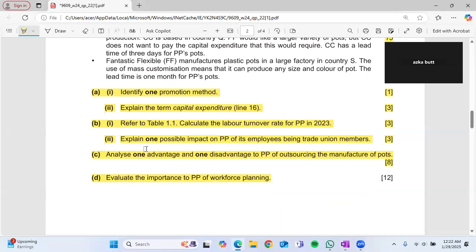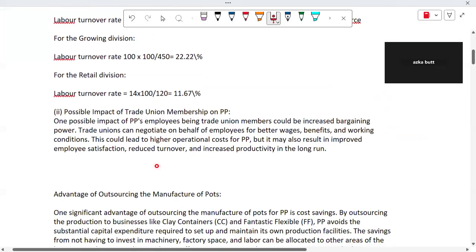For the next question, we have to explain one possible impact on PP of its employees being trade union members. One possible impact could be increased bargaining power. If they are members of a trade union, the union will bargain for different working conditions, pay raises, and other things. The trade union can bargain with the employer, and this is how PP will be affected.